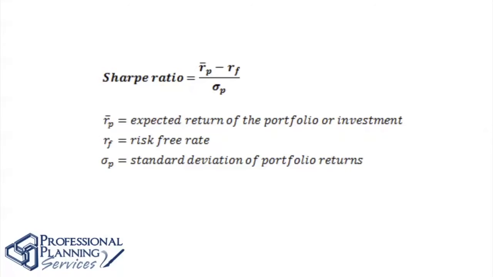And we went over another video on that. So if you want to look up standard deviation, I have a video on that. So you take that average rate of return minus the risk-free rate of return, divided by standard deviation, and that will give you the Sharpe Ratio.